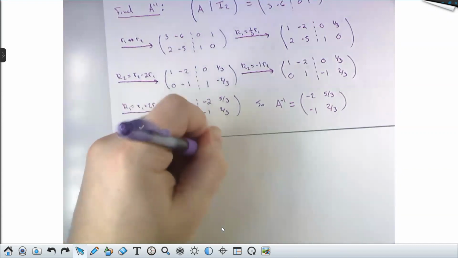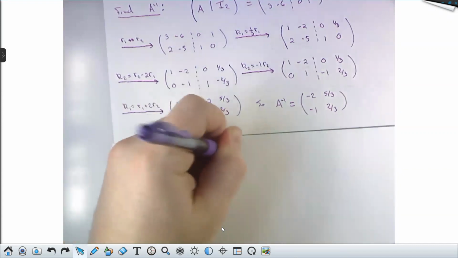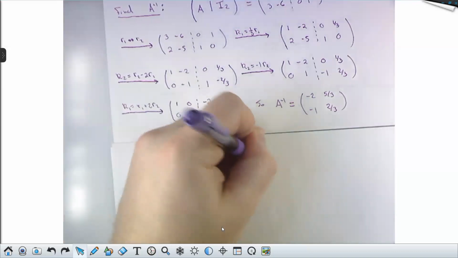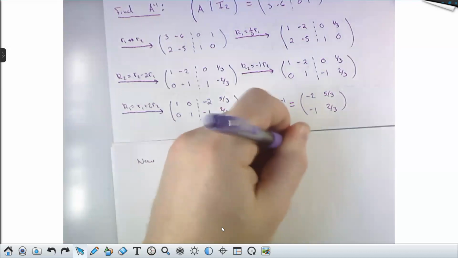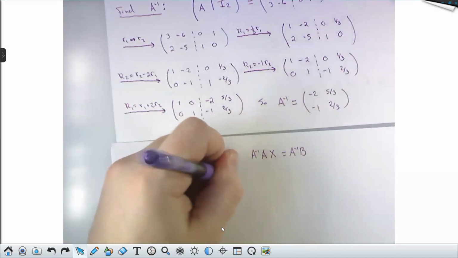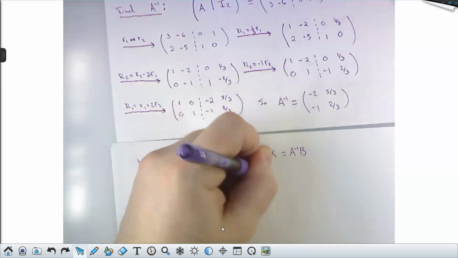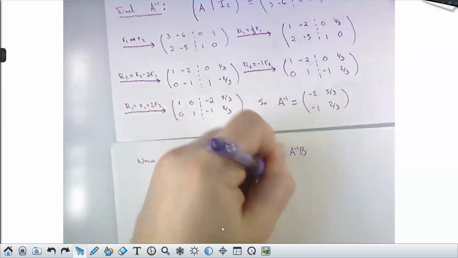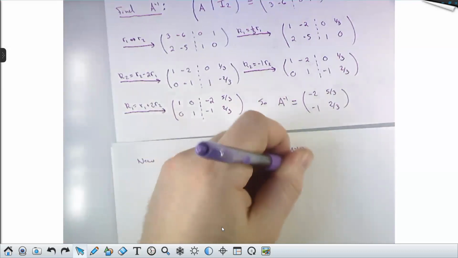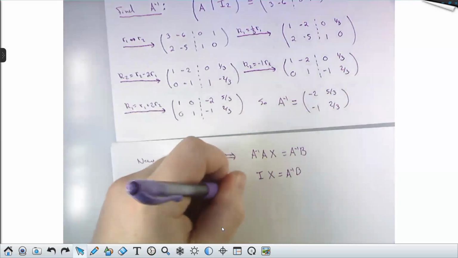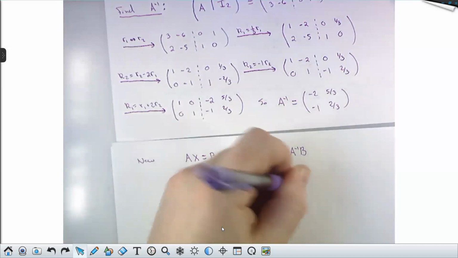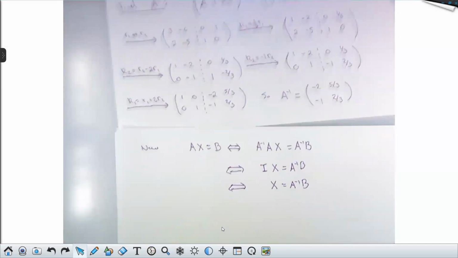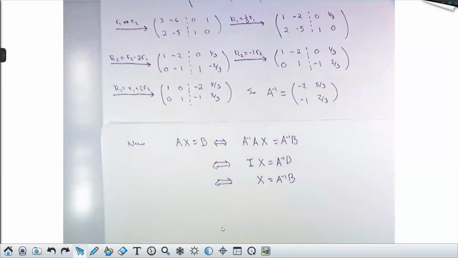Now, AX equals B. If I multiply on both sides by A inverse, I get A inverse AX equals A inverse B. A inverse A is the identity. IX equals A inverse B. And that means X is A inverse B. Just like the matrix equation we solved the other day, only this one involves multiplication of matrices and inverses.